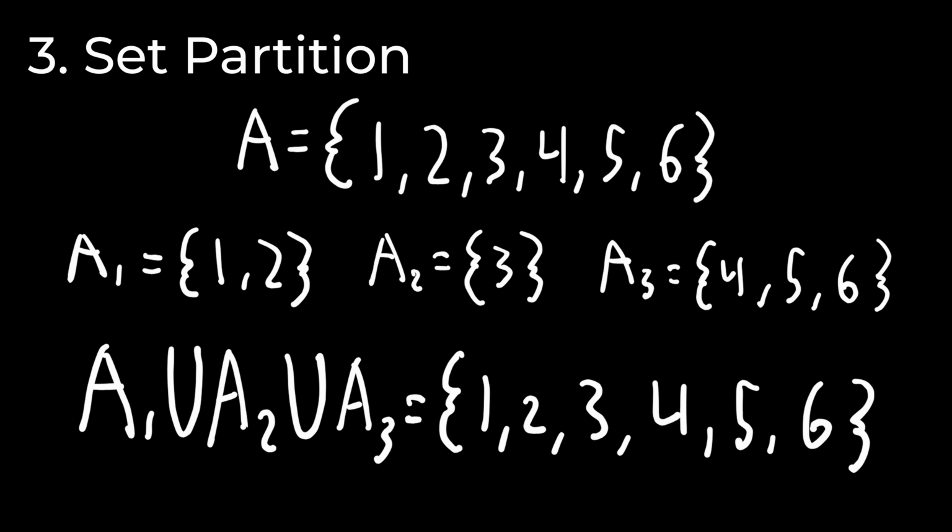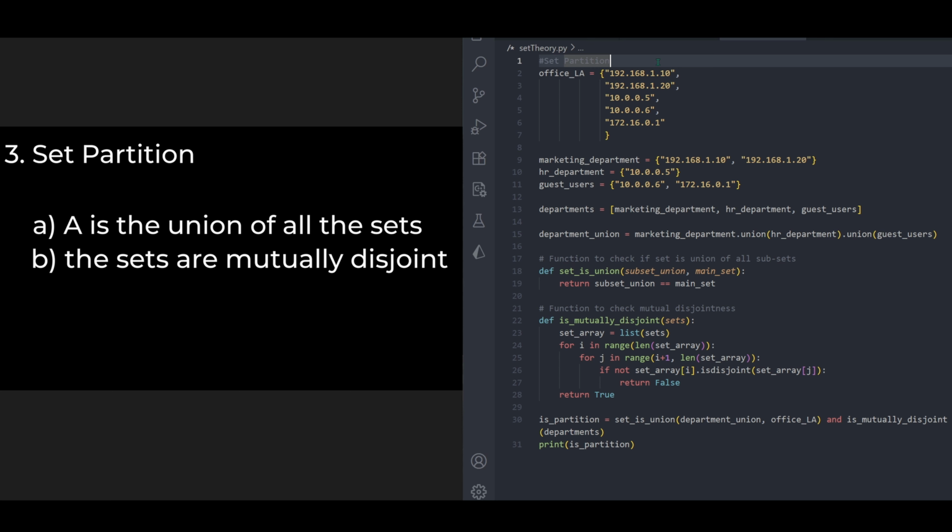And they are also mutually disjoint, meaning they have no element in common. So you would say sets A1, A2, and A3 are not only subsets of set A, but they form a partition of set A. So here's a Python code example to exemplify set partitions.